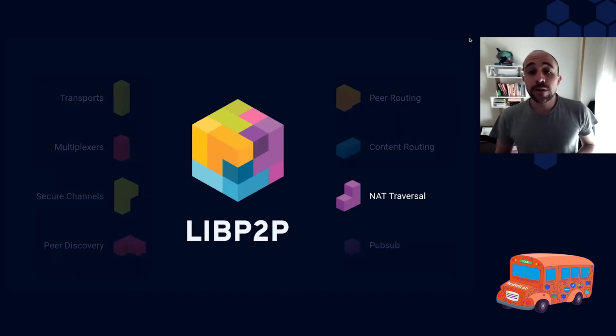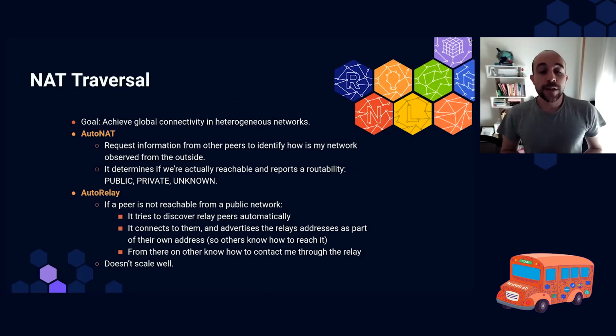And libp2p also includes schemes in order to perform NAT Traversal. The goal of the NAT Traversal protocols and interfaces in libp2p is to achieve global connectivity in a heterogeneous network, and we have three different protocols in place to achieve this. First, we have AutoNAT. With AutoNAT, we request information from other peers to identify how my network is observed from the outside. So I send an AutoNAT request to nodes outside my network in order to know how I am seen from public networks.